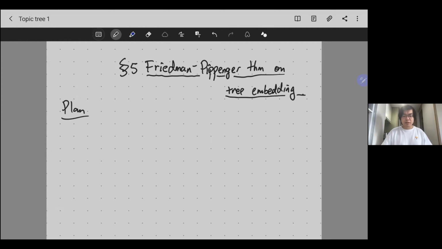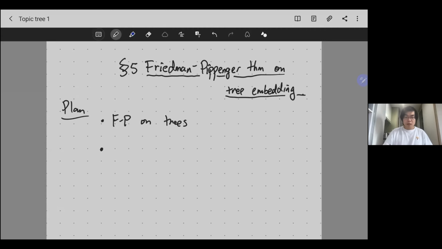First, we will cover the classical Friedman-Pippenger theorem on trees, on embedding trees. So this will give us relatively large trees, but not extremely large, as we will see in the precise statement. Then we will prove that, in fact, an almost identical proof allows us to embed almost spanning trees in graphs.